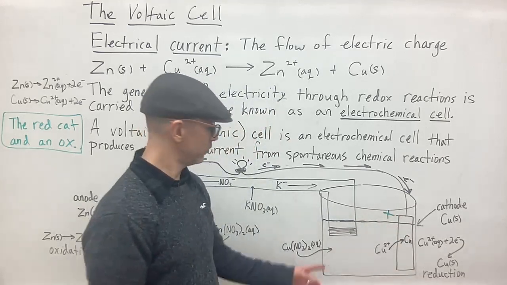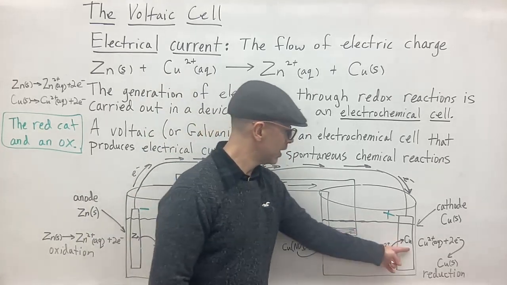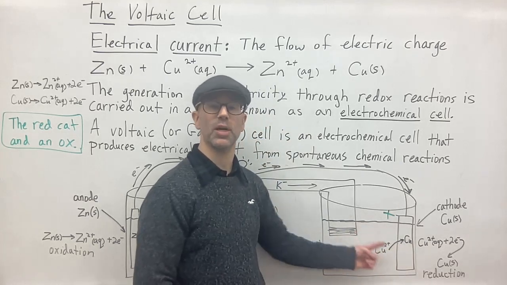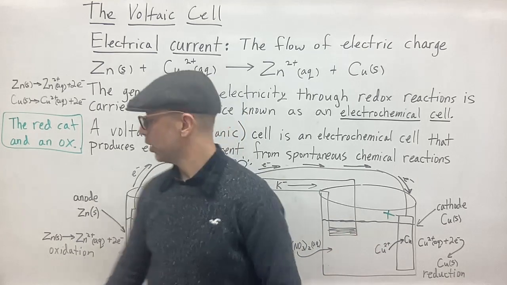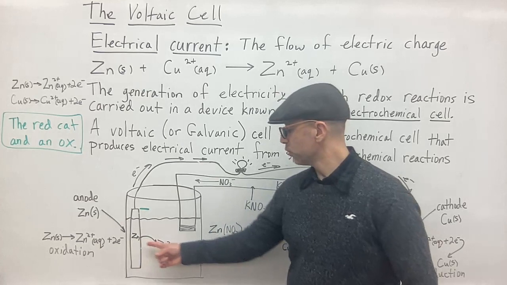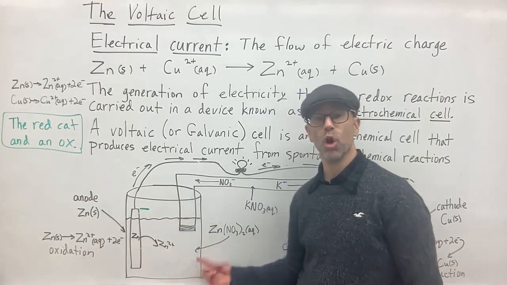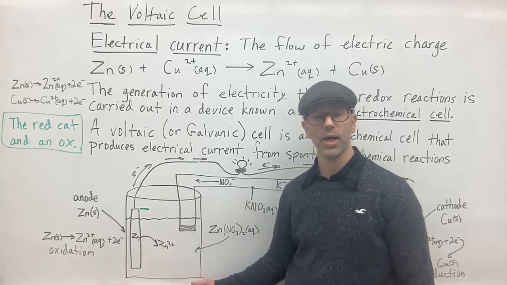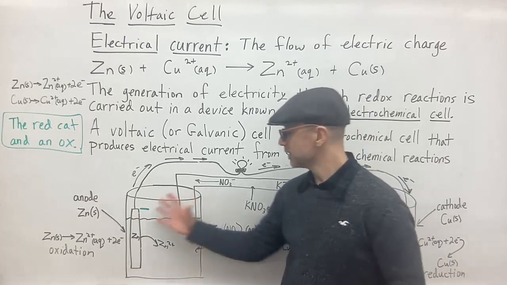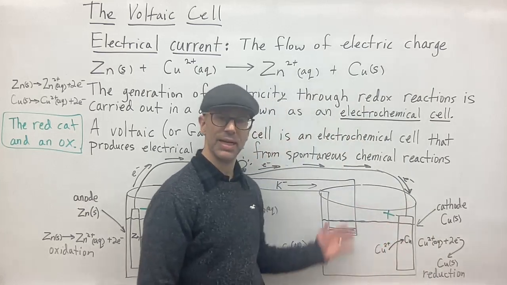And so what's going to happen is, as more and more copper 2 plus ions are becoming copper solid, we're losing positive charge over here. So this is becoming less positive. But over here, notice that the zinc is giving rise to more zinc 2 plus ions. So the zinc 2 plus ion concentration is growing here. So this is becoming more and more positive. If we just left it that way, then eventually this side would become more and more positive than this side. This side would be less and less positive.